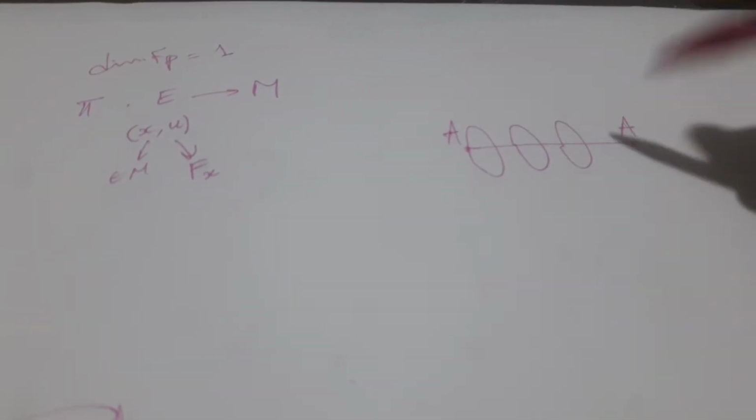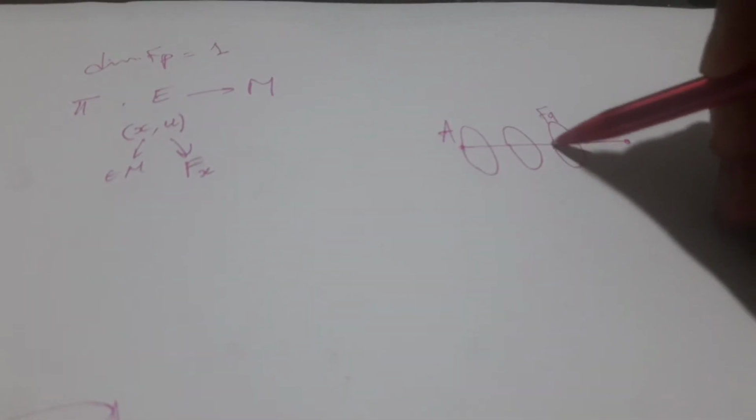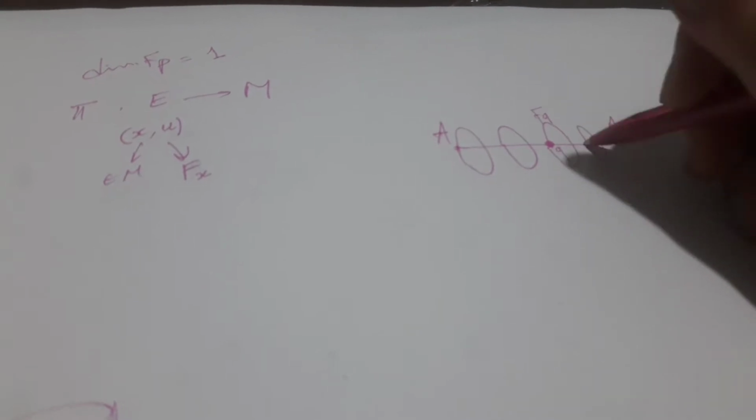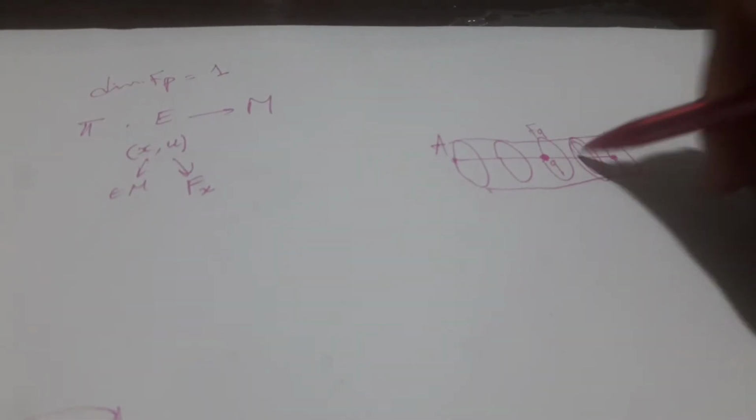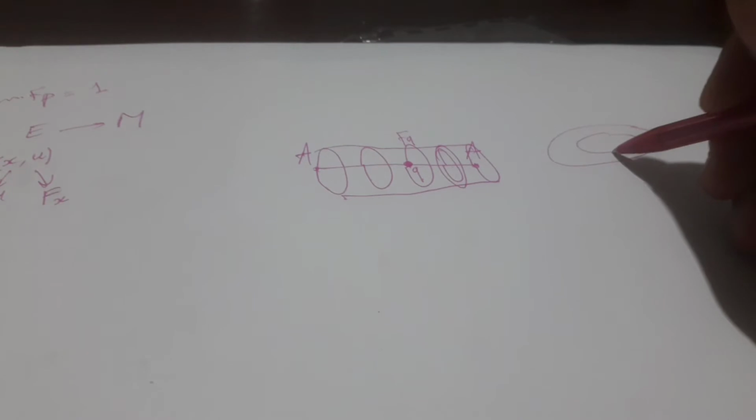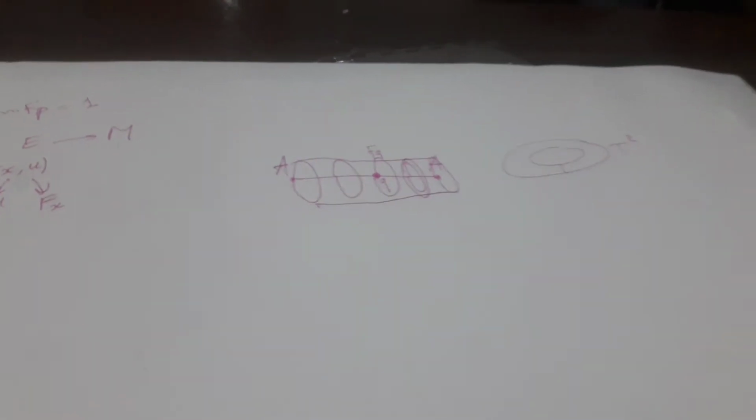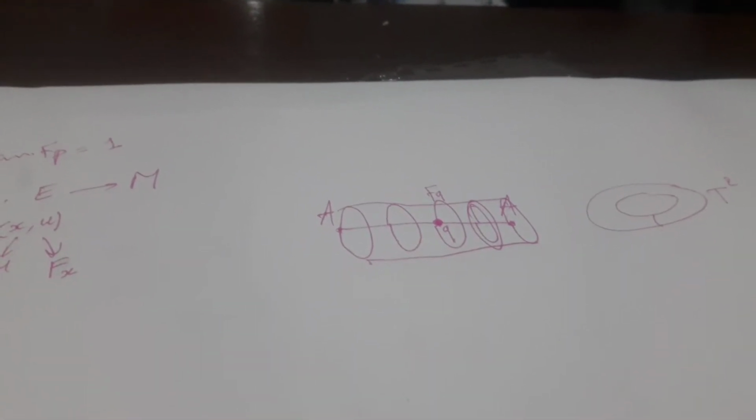So consider first my circle, and I associate to each point a new circle, so these are the fibers. For example, this is FQ and this is the point Q. So if I associate to each point a circle, and then I join the ends of this segment, I will get a torus, T2. So the torus is also a fiber bundle over the circle. The base manifold is the circle.